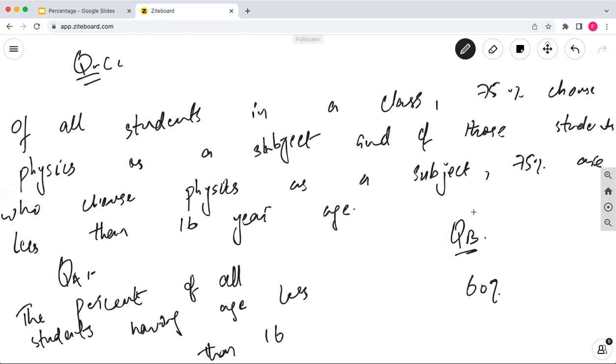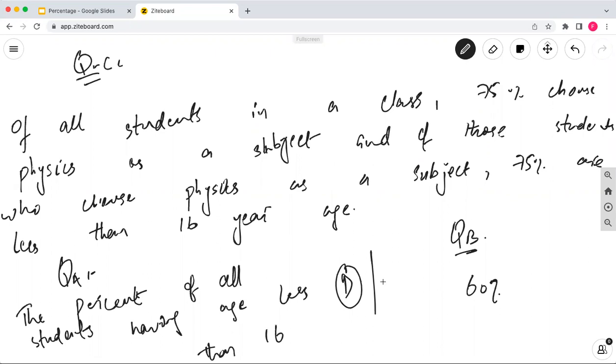I repeat, of all students in a class, 75% choose physics as a subject, and of all those students who choose physics as a subject, 75% are less than 16-year age. The quantity A is the percent of all students having age less than 16, and quantity B is 60%. D. Any other answer? This is a typical way of testing a percentage concept of the ETS.